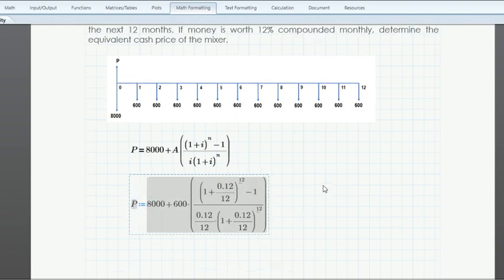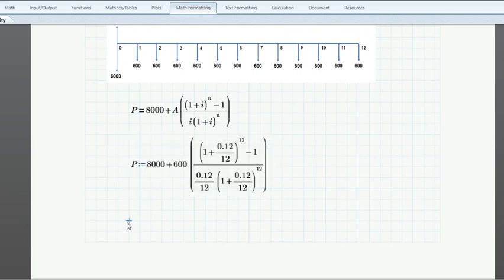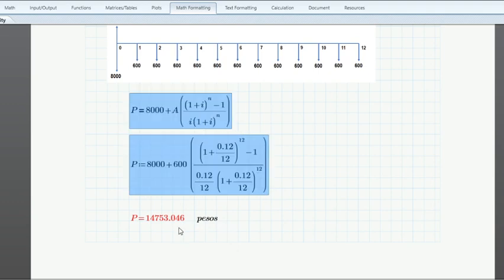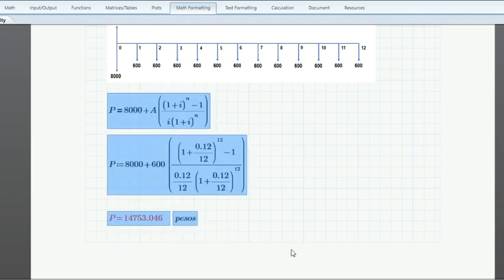And let's compute kung ilan ang value niya or kung magkano kung babayaran mo siya ng cash. Magkano kaya? We have P is equal to 14,753.046 pesos. So, lahat pala yun, yung mga installment ng 600 for 12 months, then yung 8,000 na down payment, kung gusto mo siyang bayaran ng cash, ang ibibigay mo ay 14,753 pesos. Okay? So, this is the solution for example number 2.